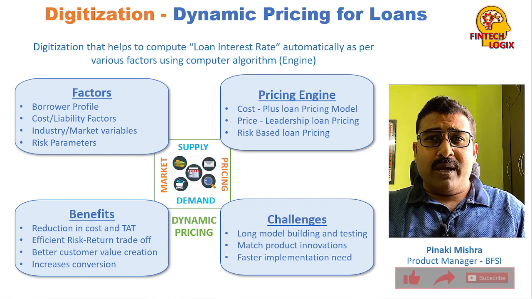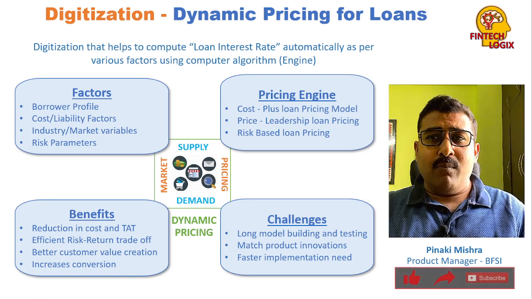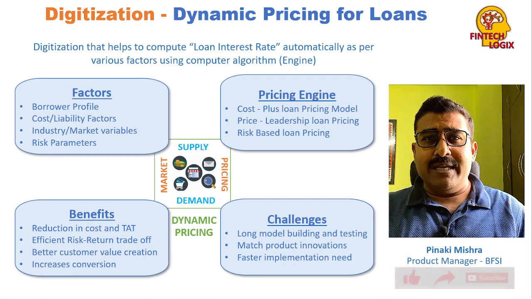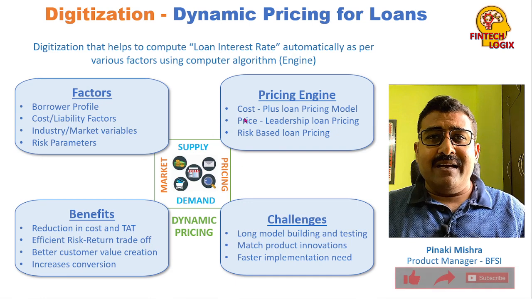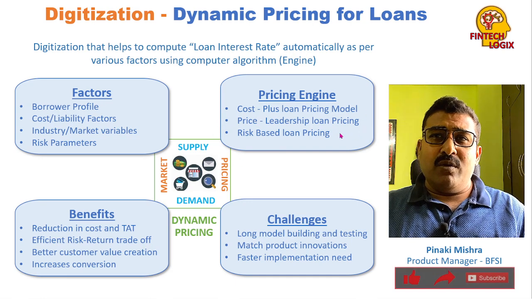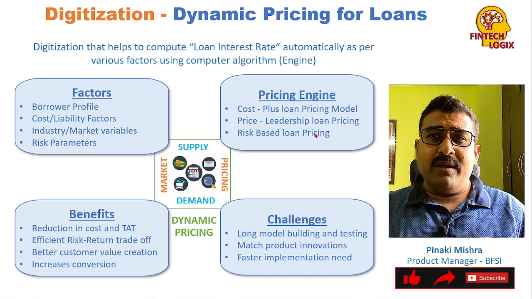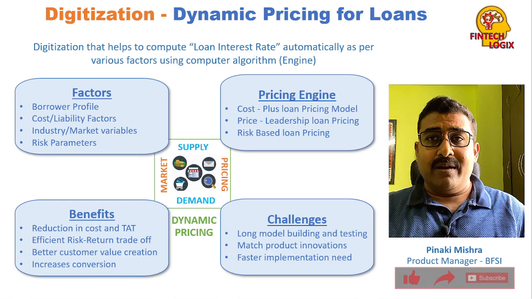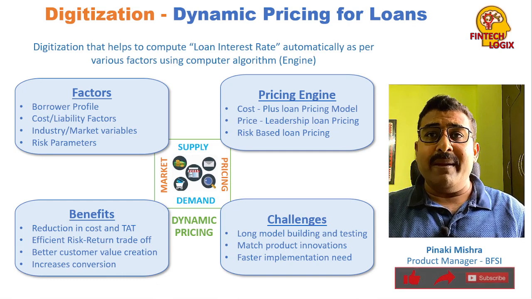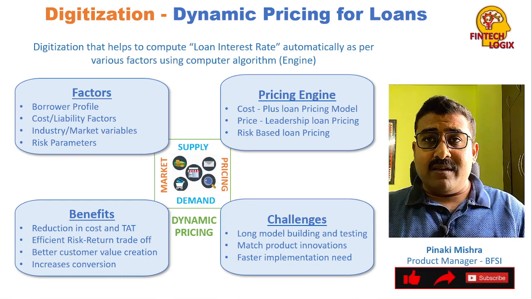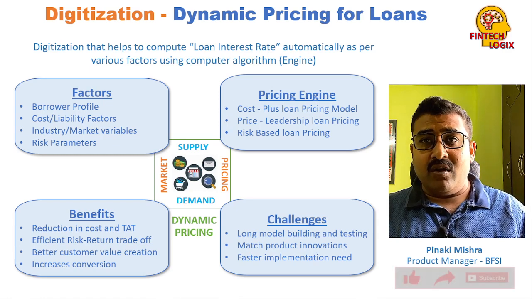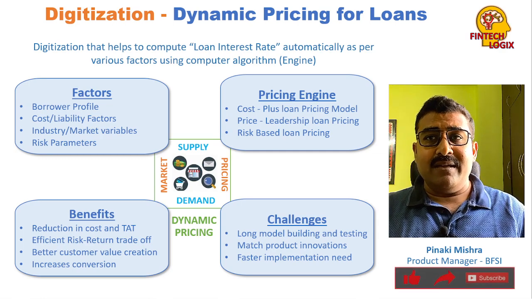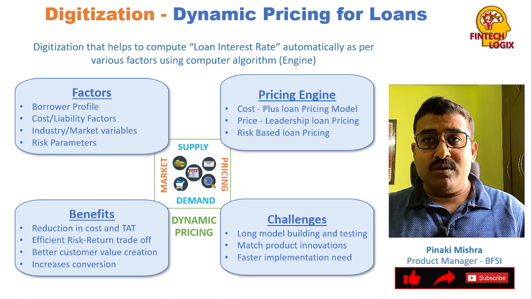Now the next one brings a little more complexity in terms of making it market driven, which is called price leadership loan pricing. In this model we look at additional factors like what interest rate is offered by my competitors, because if a certain lender provides an unnecessarily higher cost, increasing the profit margin, then there are chances that the lender would lose the borrower, lose the customer, right?